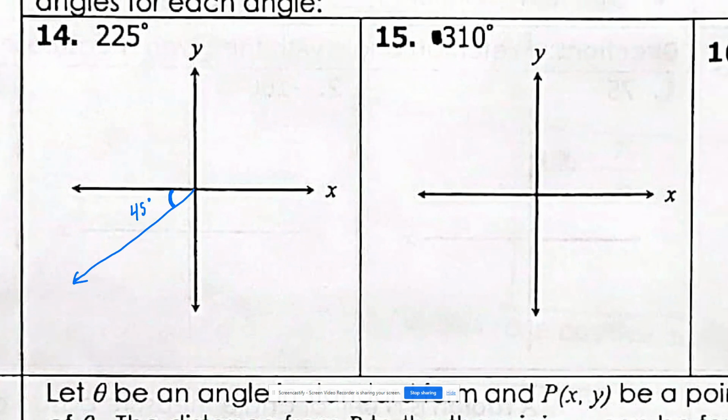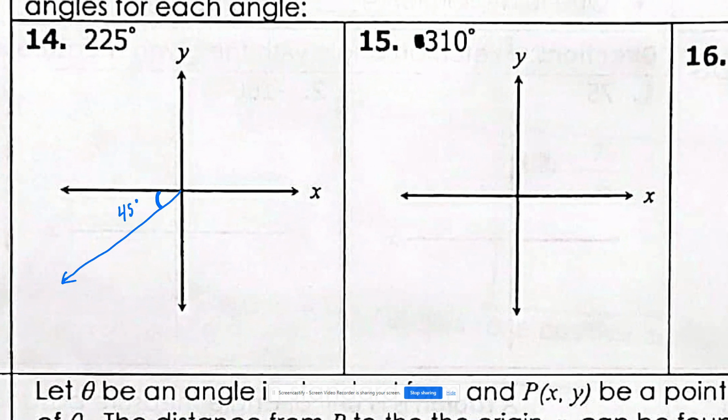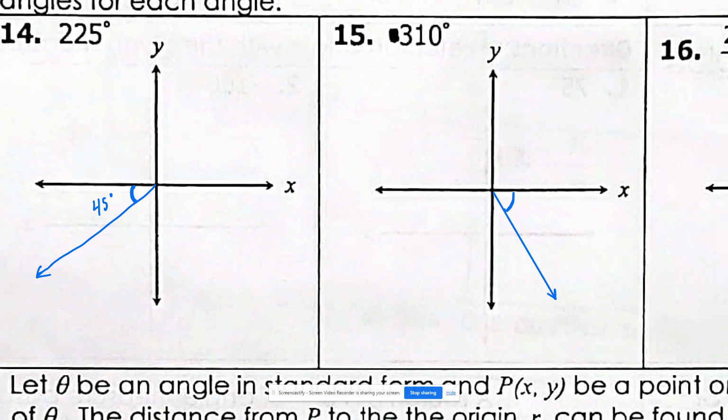So look at this next one. 310. What quadrant is that in? It's over here in quadrant 4. It's a little closer to 270 than it is 360. But we're talking about the reference angle, meaning how far is it from the what? X-axis. So when it's in quadrant 4, we subtract it from 360. What's 360 minus 310? So the reference angle is 50 degrees. You with me on that?